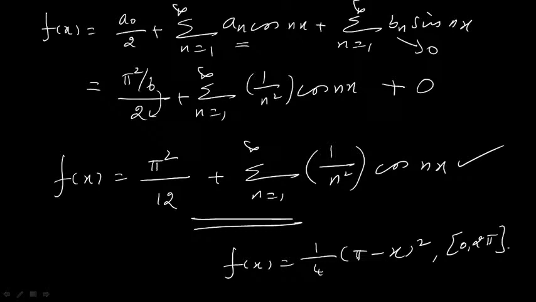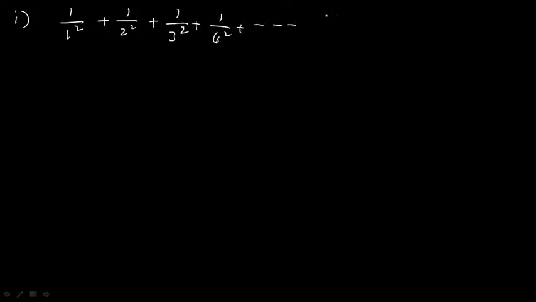Here we have only cosine series. We don't have any sine series. We have to deduce 3 different types of series. So for the deduction part, we are going to deduce the first series. You know what we are going to deduce in the first series: 1 by 1 square plus 1 by 2 square plus 1 by 3 square plus 1 by 4 square plus etc. That is equal to pi square by 6. This is what we are going to deduce from the Fourier series.